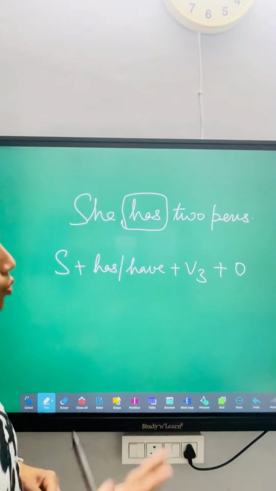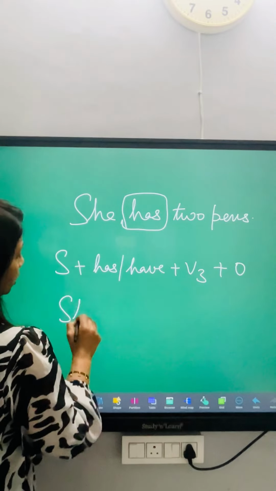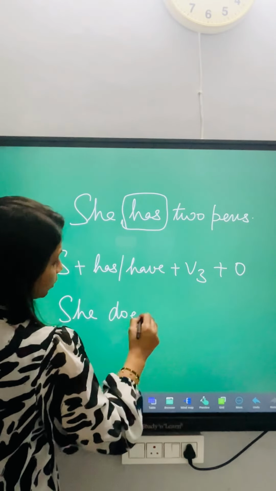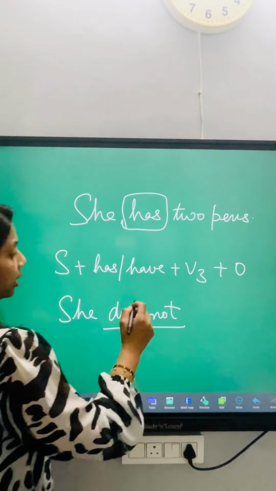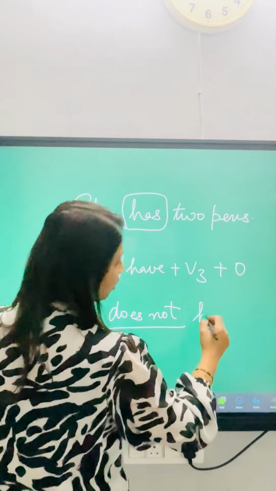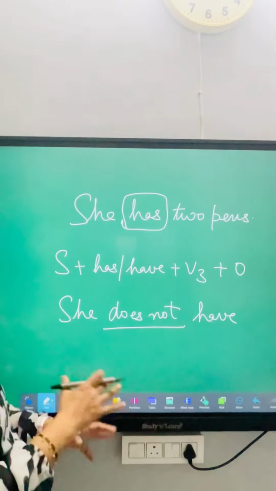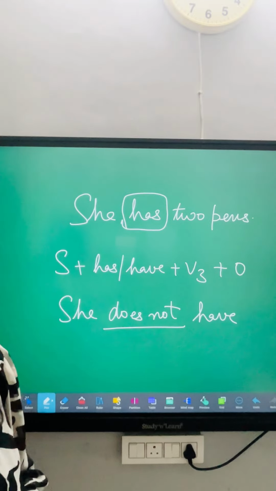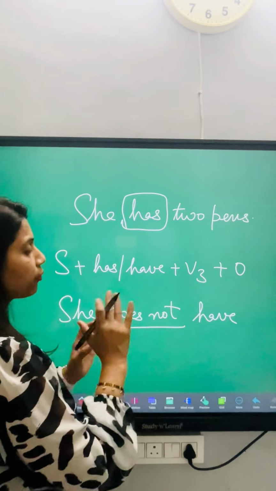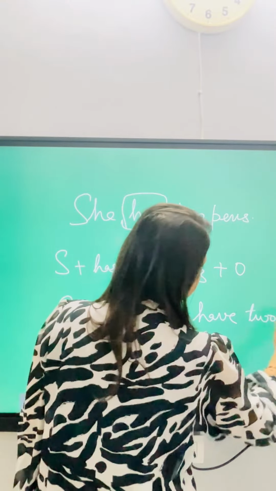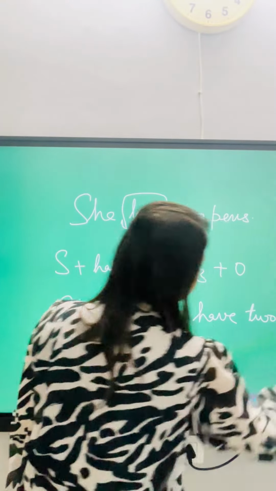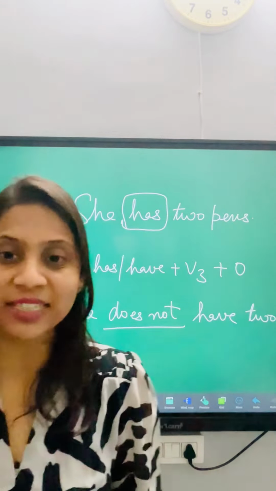So how will you change it into negative? You will say she does not, because with a singular subject we use does in simple present. And you will not write has, you have to write have. It's a rule in English. After any helping verb, if you have to use has or have, then you will always use have. Two pens. So this is its negative sentence. So these are the two common mistakes that generally students do in their English exam.